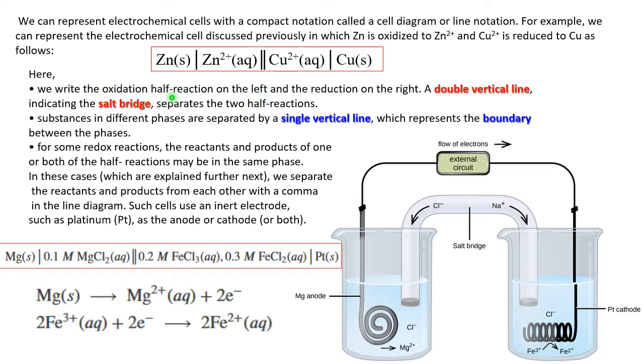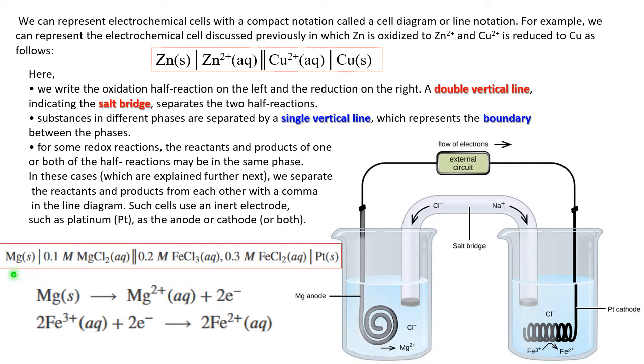So we write oxidation half reaction on the left and reduction on the right. Double vertical line indicates salt bridge separating two half reactions. So one half reaction here, one half reaction there. Substances in different phases are separated by a single vertical line, which represents boundary between phases. If there are several reactants or products in the same phase, we separate them with comma in line diagram.